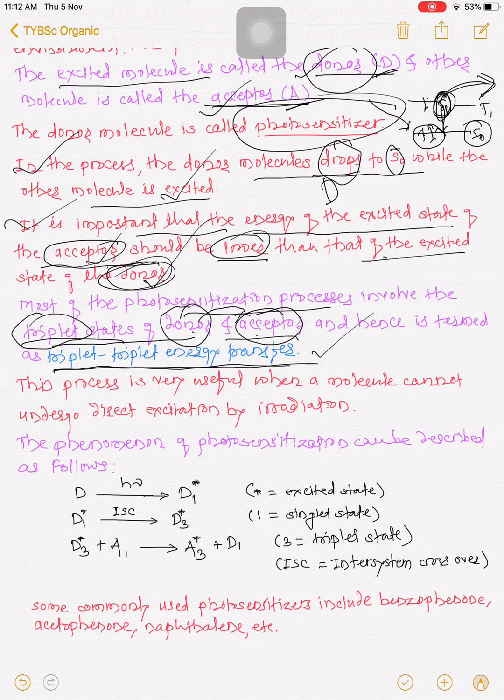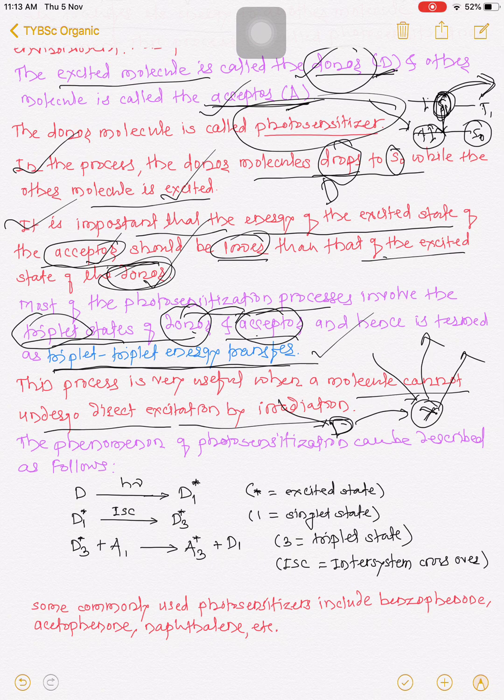This process is very useful when a molecule cannot undergo direct excitation by irradiation. So why is photosensitization important? Suppose there is a molecule X. If we give energy to X, but this molecule does not undergo excitation, then we give energy through a mediator, that is a donor. So the donor accepts energy, transfers energy to the molecule, and that molecule gets excited.